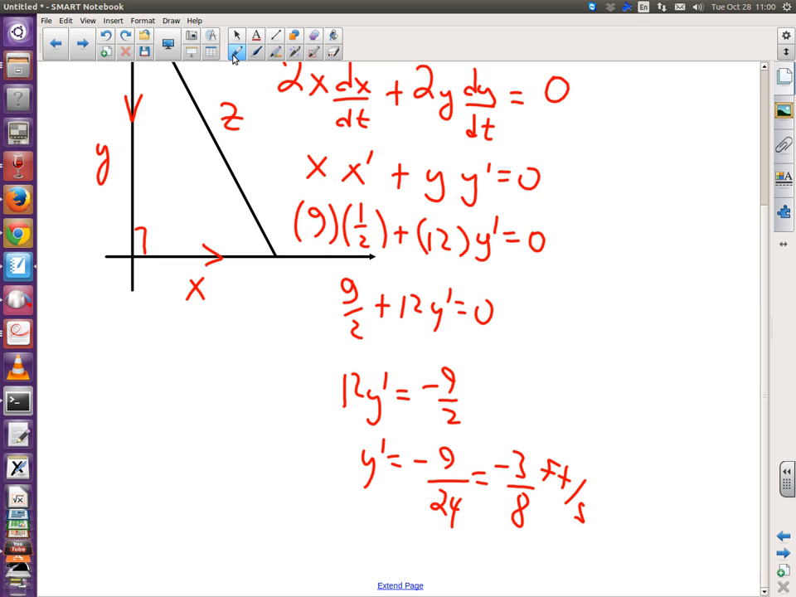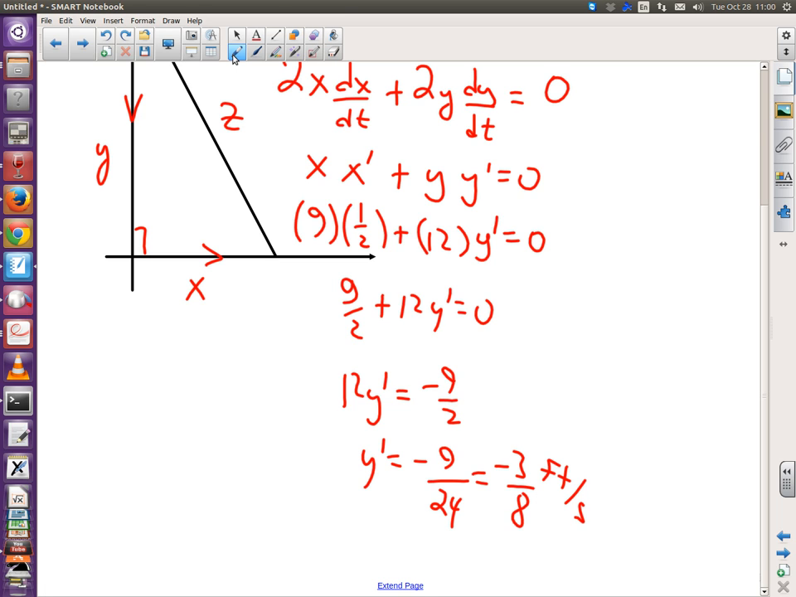Because the dy/dt, y is in feet and t is in seconds. Maybe you want to leave it dy/dt, you know? So every second, if nothing else changes at this moment at least, the height, the y is changing 3/8 of a foot, decreasing that much.